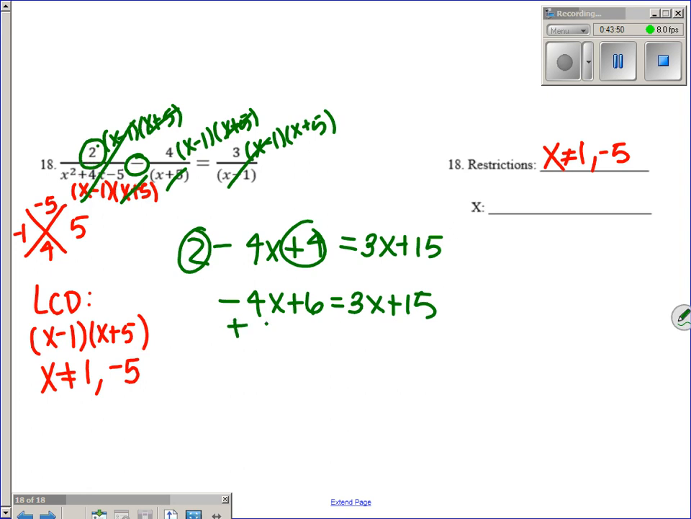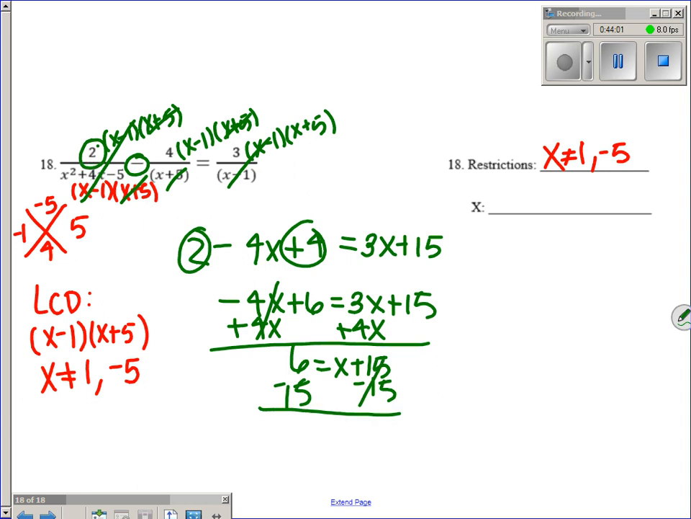I'm going to add my 4x, so I have a positive x. 6 equals x plus 15. And subtract my 15. X equals whatever 6 minus 15 is. I think it's 9, right? -9. And is -9 okay to have? Yes. Because it can only not be 1 and -5.